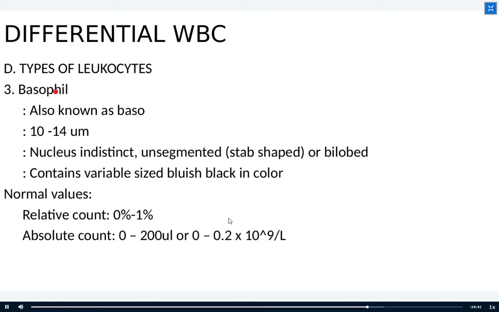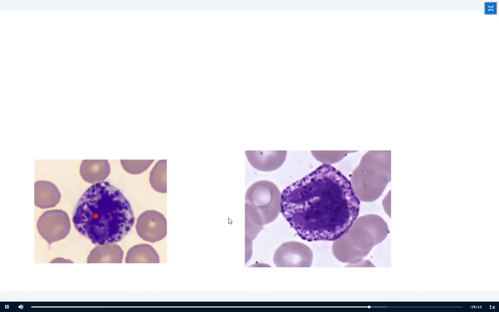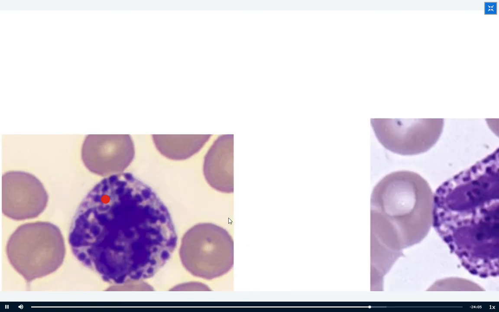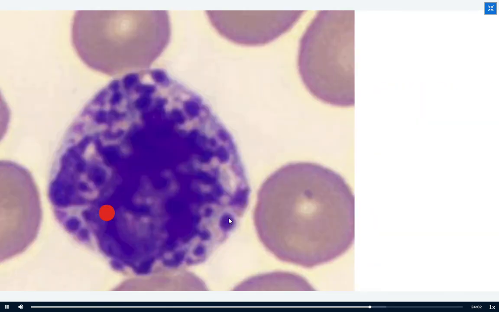And another type of leukocyte would be your basophil, also known as baso, 10 to 14 micrometers. Yung nucleus niya, class, hindi makita, or rather very undistinct and unsegmented. Contains bluish to black in color na granules. And normally, class, you won't find it in the blood, 0 to 1%. So this is the appearance, class, of your basophil. So this is very easy to identify because of the granules. Kitang-kita niyo yung granules na, class. Very bluish to black.